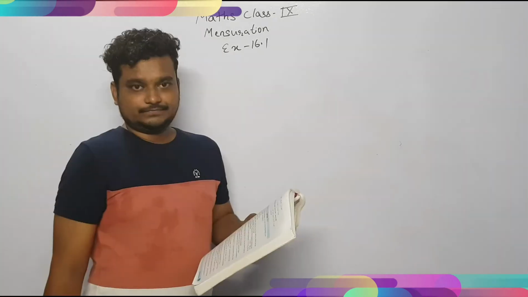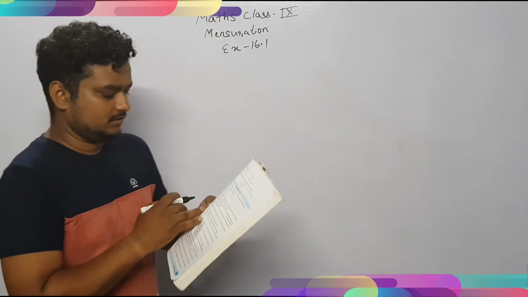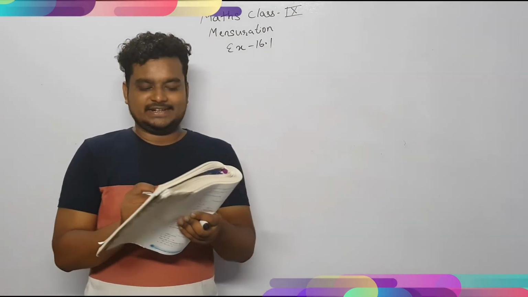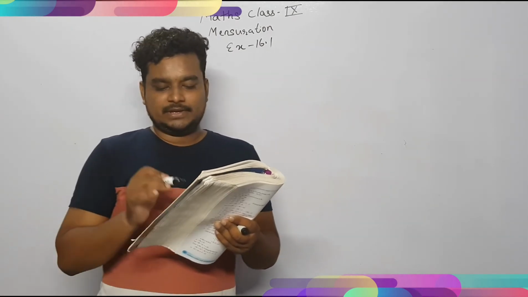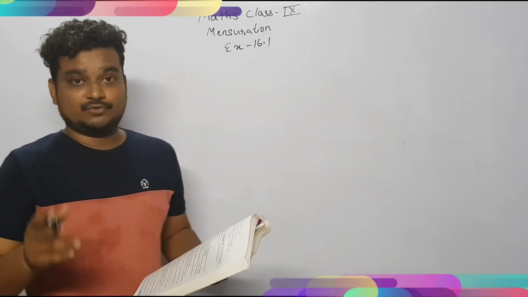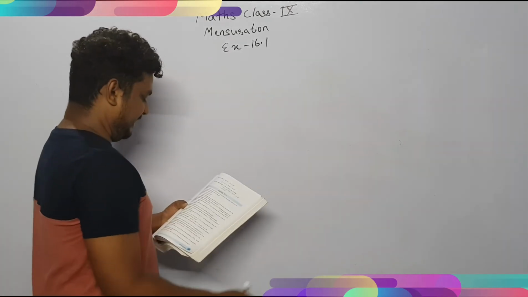Coming to the next question. Question number 7. In this question it is said that if the area of an equilateral triangle is 81 root 3 centimeter square, what is its perimeter? The area is already given.